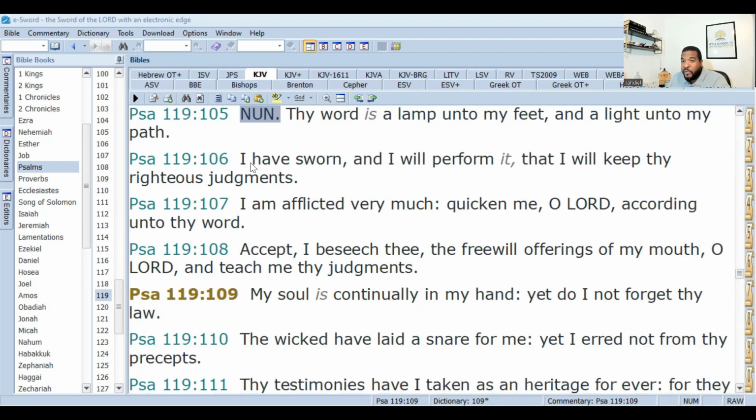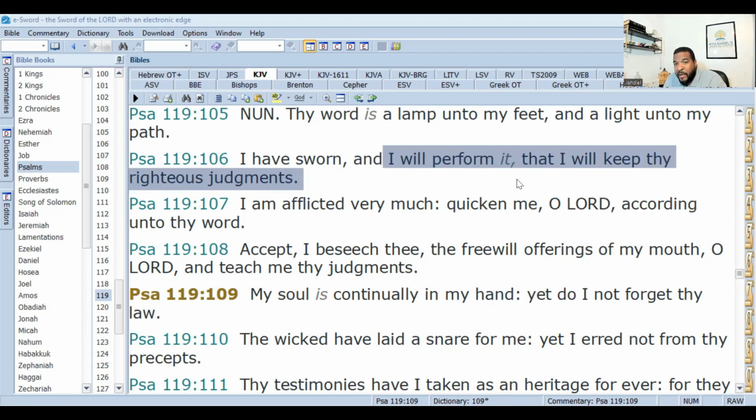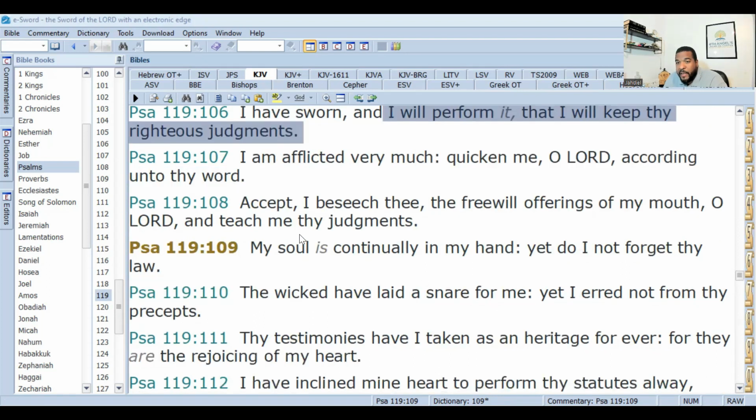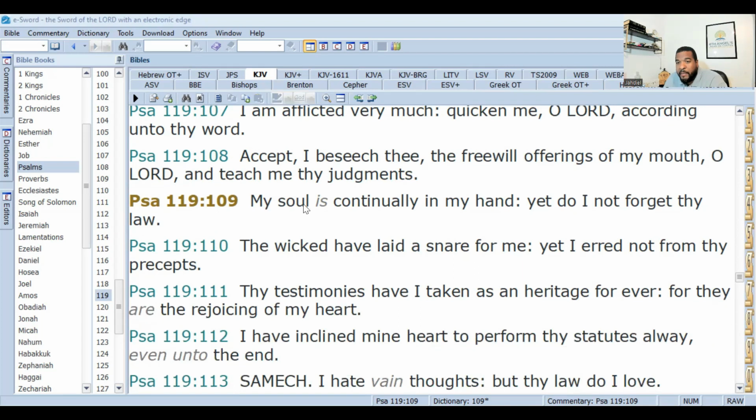It says, I've sworn and I will perform it. I will continue what I have said I would do. It says that I will keep the righteous judgments. Another aspect is right here, verse 109. My soul is continually in your hand, yet do I not forget your law.